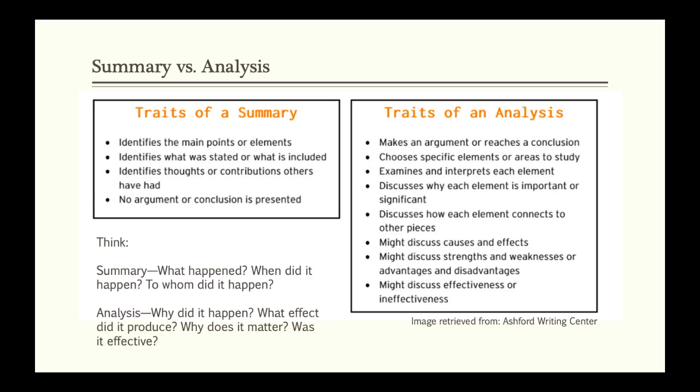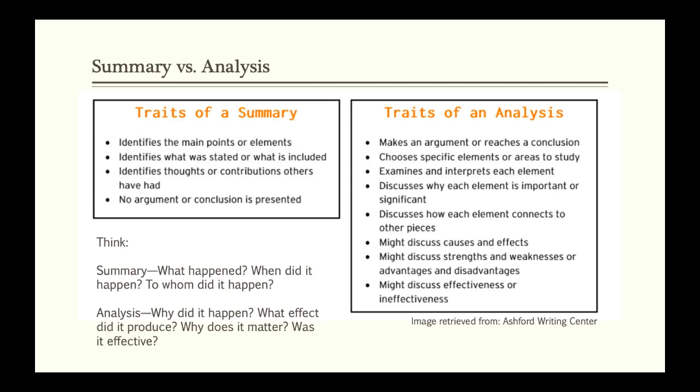So with this, we're really just going to think summary: what happened, when did it happen, to whom did it happen, right? That's what we want to avoid. Just the baseline facts that basically they could look up themselves just by reading the same speech. And then analysis, what we're trying to go for is the idea of why did this happen? What effect did it produce? Why does it matter? Was it effective? Right, that's analysis. That's what we're trying to think through, really focusing away from the what and more into the why, how, what did it do because of that, right? So that's what we're really trying to think through when we're thinking through analysis.